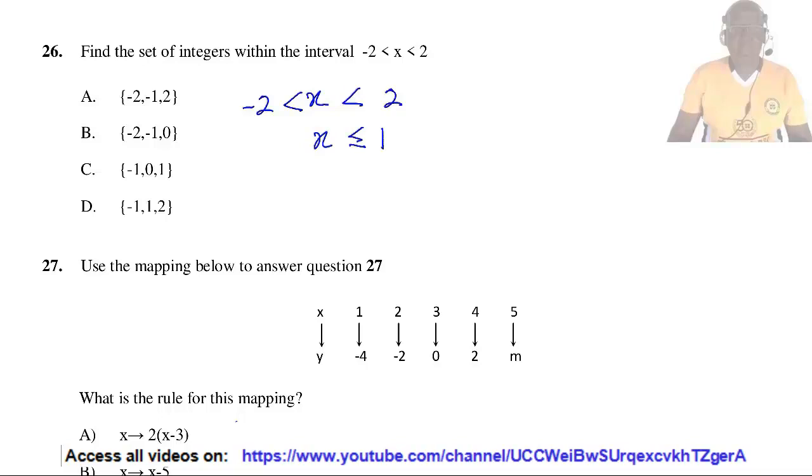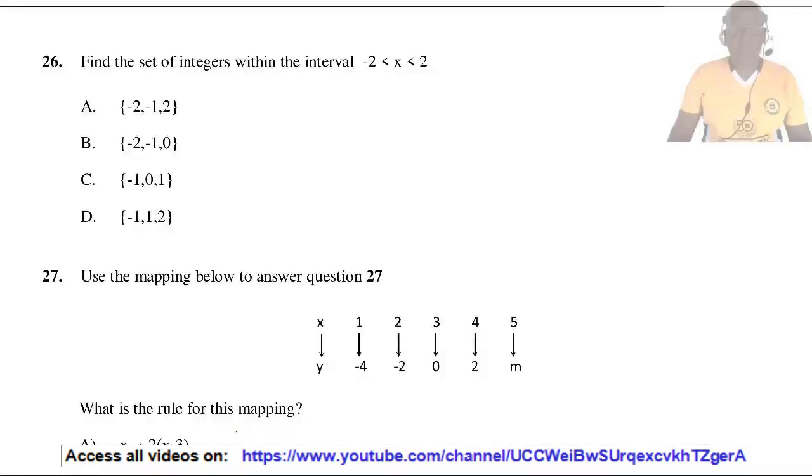Now let us consider the left hand side. s is greater than minus 2 means s cannot be equal to minus 2. The next integer within the range is minus 1. So s is equal to or greater than minus 1. The integers within this range are minus 1, 0, and then 1. And this corresponds to C, so the answer is C.